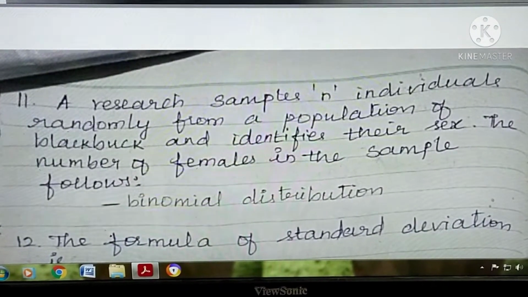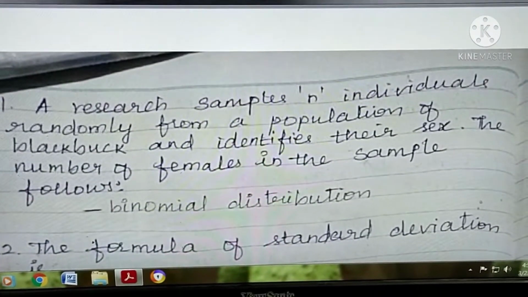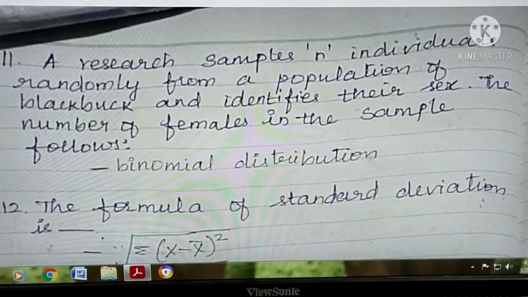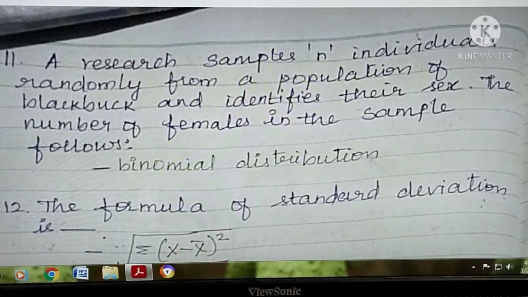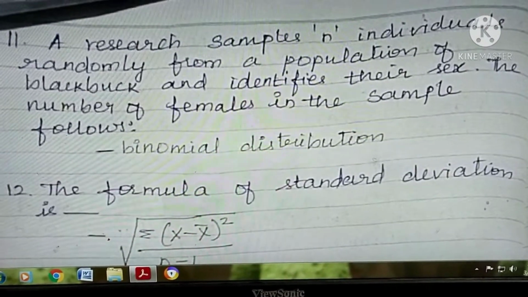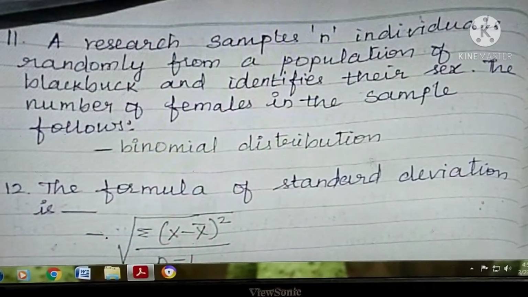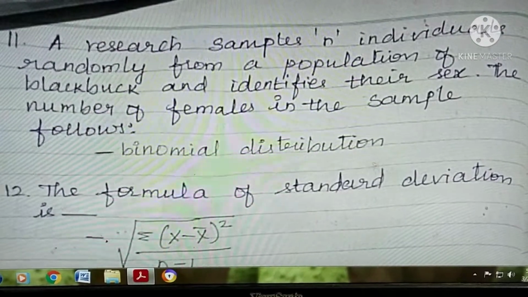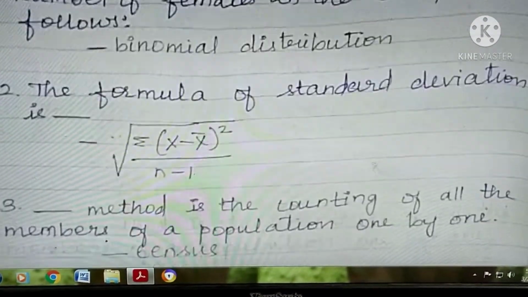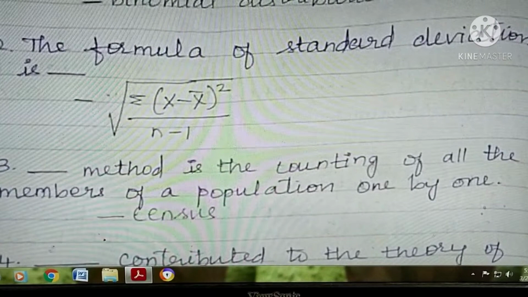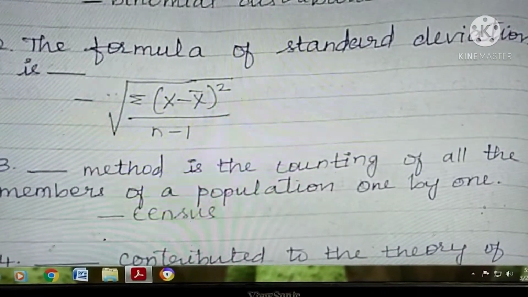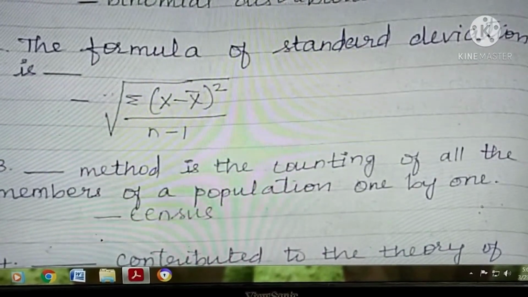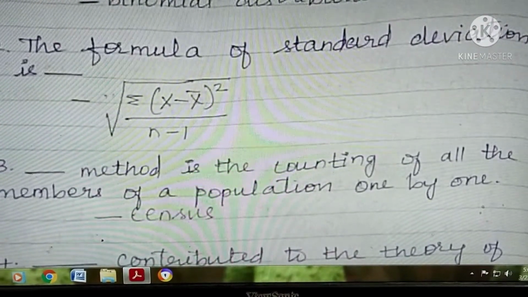Next question. A researcher samples n individuals randomly from a population of black bug and identifies their sex. The number of females in the sample follows binomial distribution. This is one of the NET questions that occurred in previous years. The formula of standard deviation, this is a PGTRB question of Tamil Nadu, is square root of sum of x minus x bar whole squared divided by n minus 1.